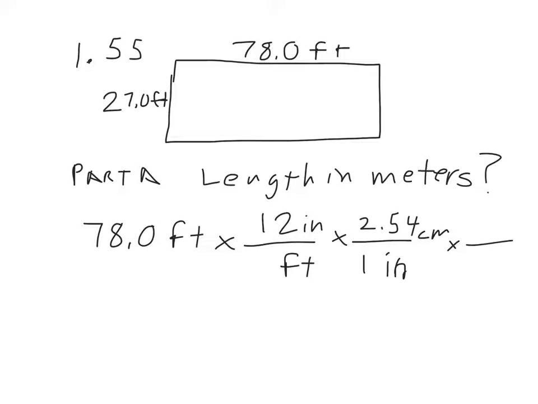I don't want centimeters, so I'm going to place them where they cancel out. I know that a centimeter is 10 to the negative second meters. So now I have the units I'm looking for, so I must be done, other than putting it into my calculator. And let me unbury my calculator from my very messy desk here. And it appears that I've got 78 times 12 times 2.54 times 10 to the negative 2.